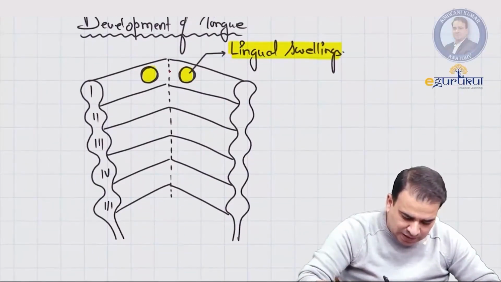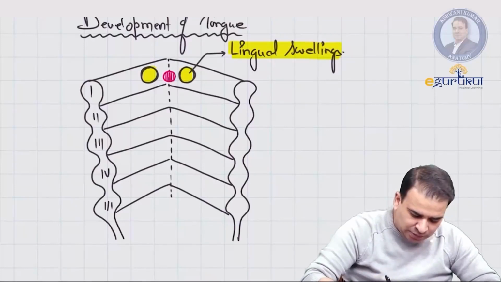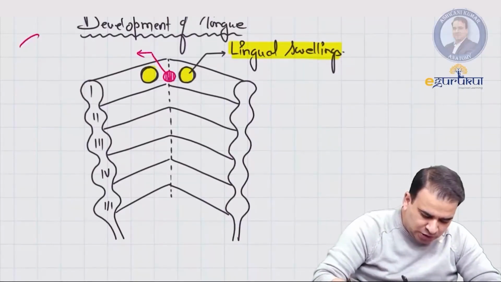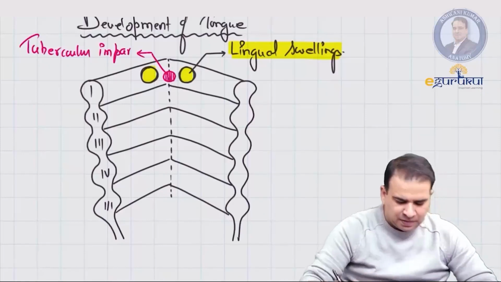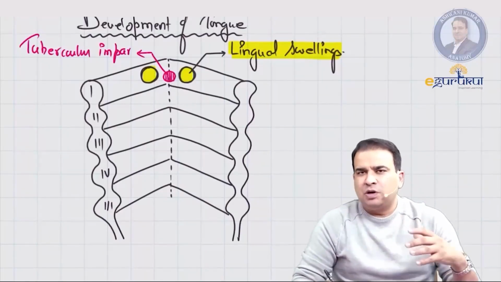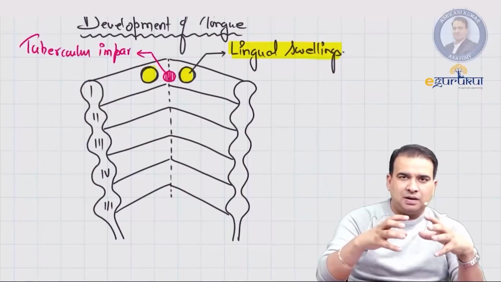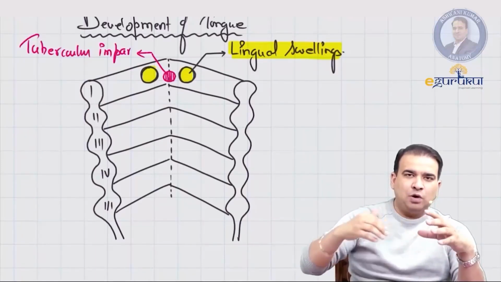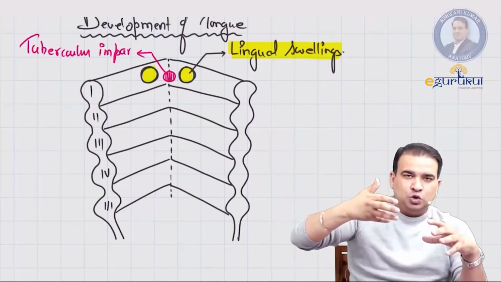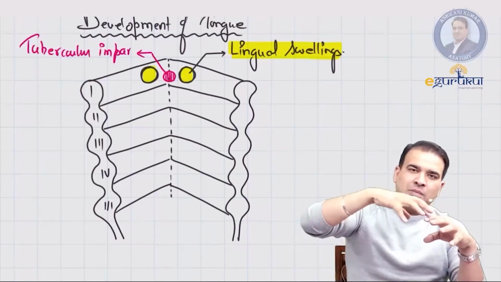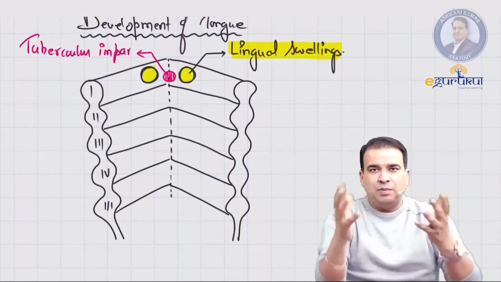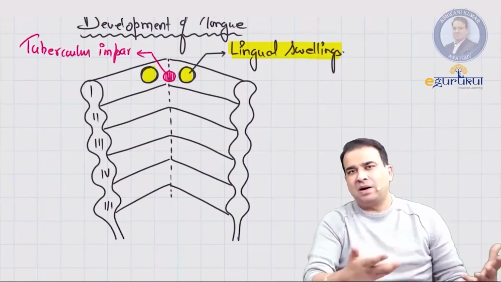Between these two lingual swellings, at the midline, there's another swelling which is also mesodermal. I'm writing it on the opposite side. This is called the tuberculum impar. In the final picture, the tuberculum impar is not important, because the lingual swellings and this tuberculum impar are there, but the tuberculum impar will be overridden by something else. So when we talk about the overall development of the tongue, the contribution of the tuberculum impar is not much.